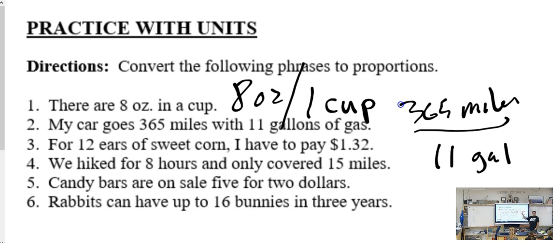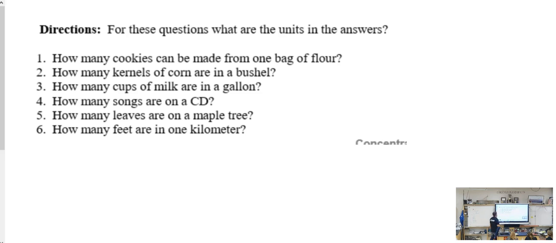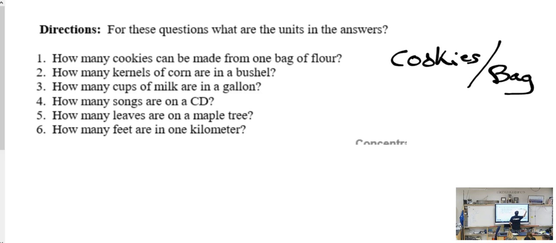All right, are we okay with this? It's just writing these things out. Okay, next we're just going to talk about the units that the answer would be. So how many cookies can be made from 1 bag? So the units would be cookies per bag. That's it, that's the unit. So why don't you write out the unit for each one now?